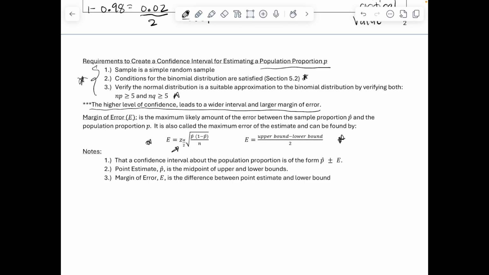The other equation to the right is using the upper bound and the lower bound of your confidence interval. There are a few notes underneath this that say that a confidence interval about the population proportion is a form. And so there are 3 different ways we can actually write our confidence interval, and we'll look at all 3 of those in a moment. 2 says the point estimate p hat is the midpoint of the upper and the lower bound. And 3 says the margin of error E is the difference between the point estimate and the lower bound.